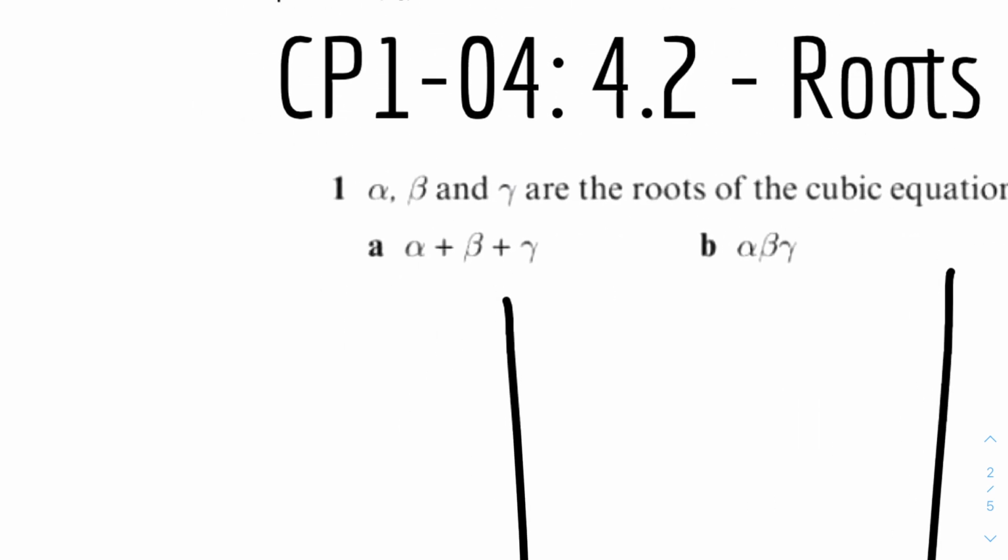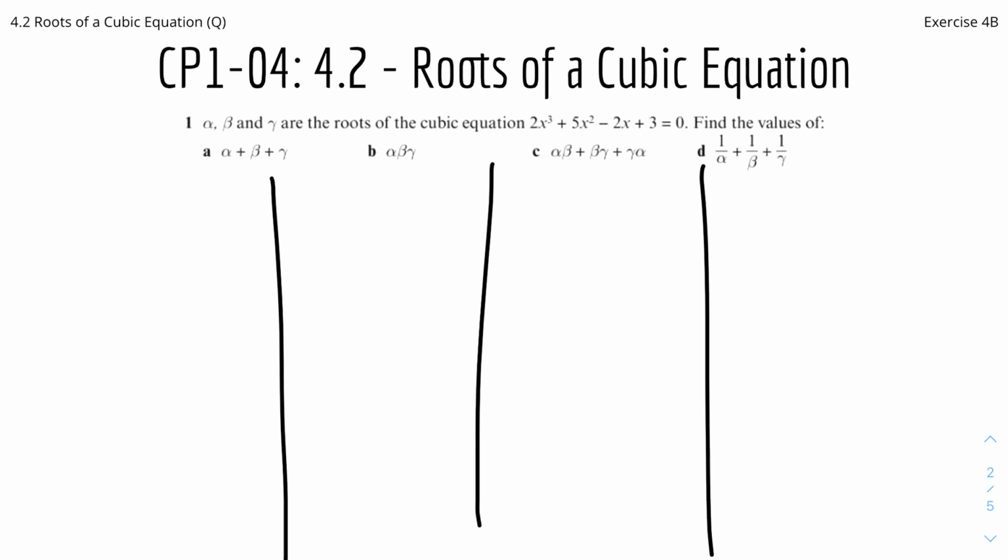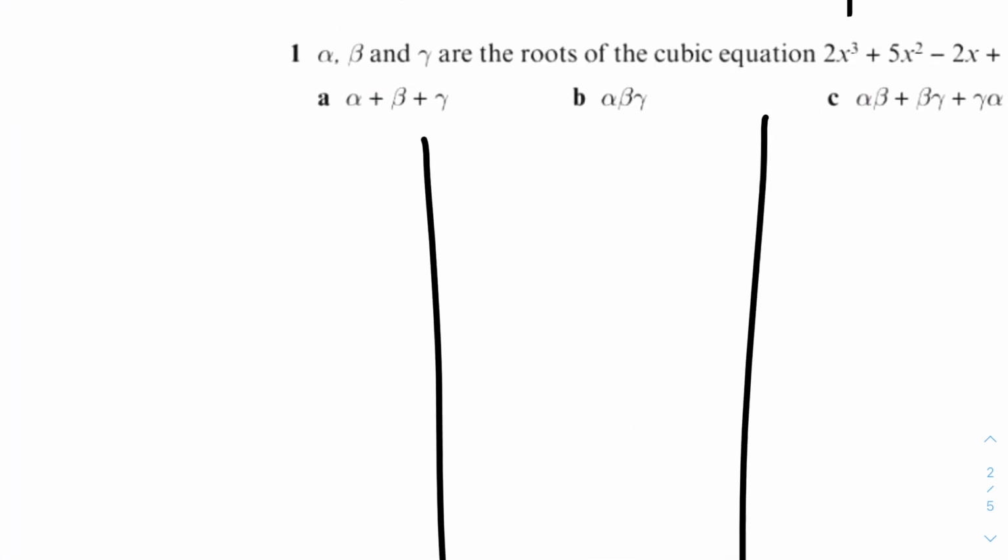So the first question. Alpha, beta, and gamma are the roots of the cubic equation 2x cubed plus 5x squared minus 2x plus 3 equals 0. Find the values of the first one. So alpha plus beta plus gamma.